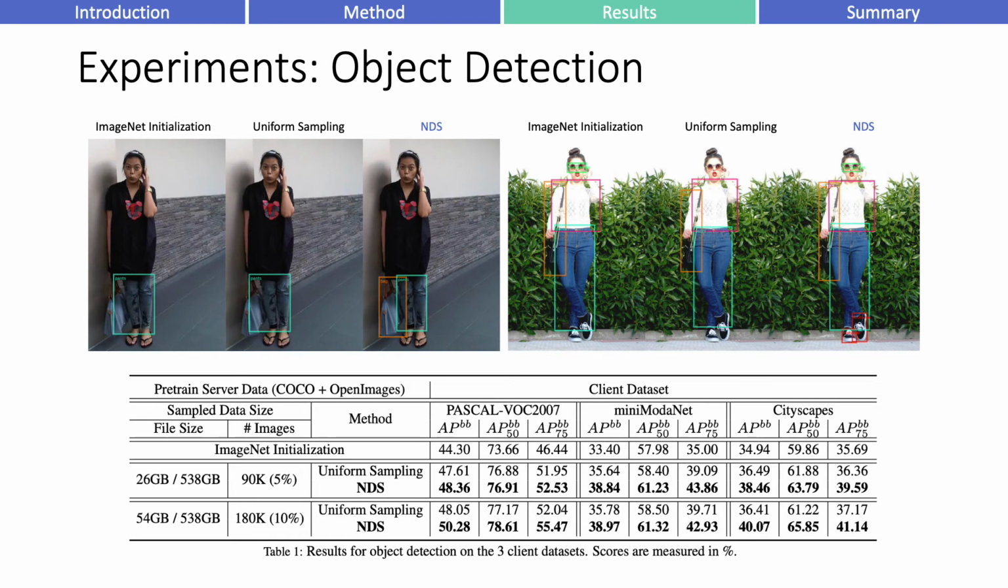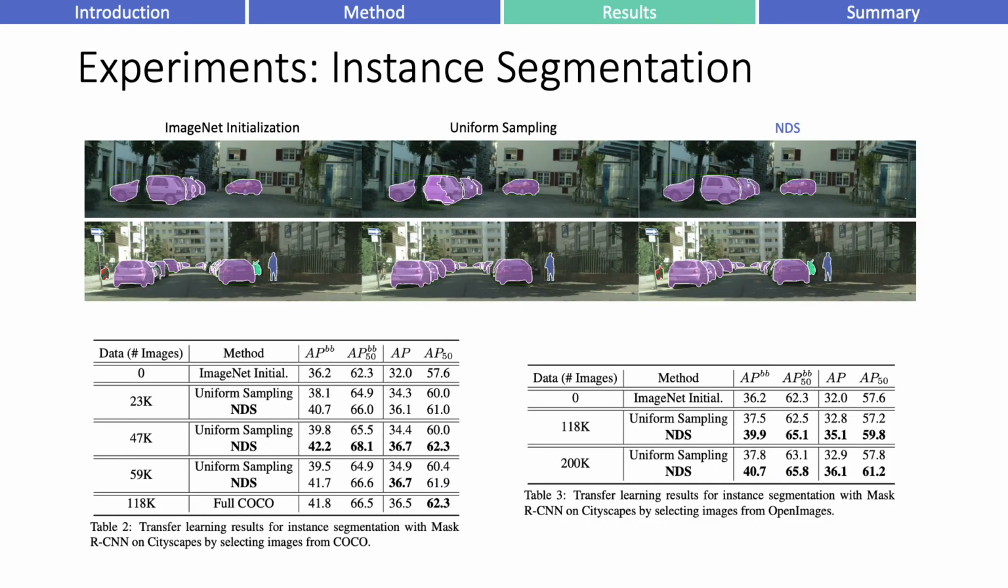Here, we evaluate an object detection task. We compare the average precision score of models fine-tuned from ImageNet initialization, models pre-trained on uniformly sampled subsets of data, and models pre-trained on data sampled via our approach. We see that for all budgets of data, using our NDS sample subsets outperforms the baseline.